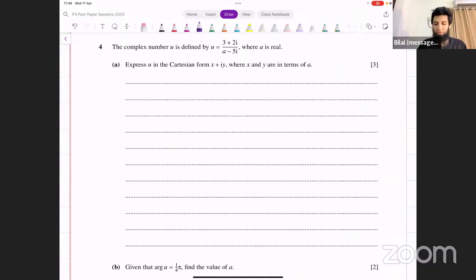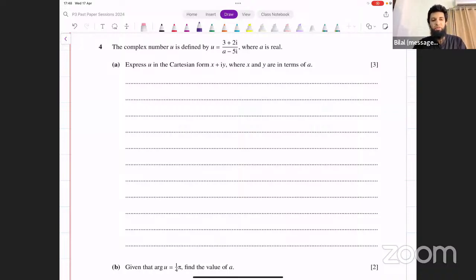Now we have complex numbers again. We have done loci earlier already in question number 2. Now this question has something else. It says complex number u is defined by u equals 3 plus 2i divided by a minus 5i, where a is real. Express u in the Cartesian form x plus iy, where x and y are in terms of a. Okay, now it's a fraction.